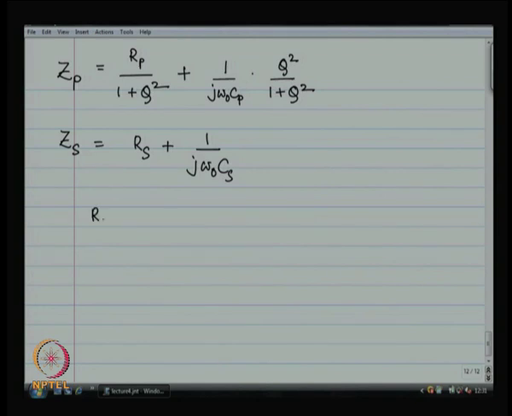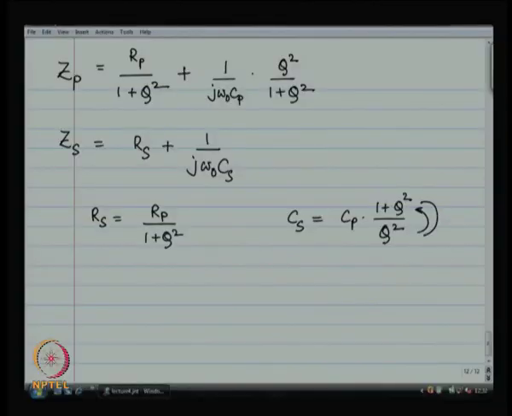So, therefore, R s has to be equal to R p by 1 plus q squared, and C s has to be equal to C p into 1 plus q squared by q squared. So, that is the only difference from the earlier result. Earlier, with the inductor, q squared was in the numerator and 1 plus q squared was in the denominator in this part. So, this is the only difference. Otherwise, it is the same thing.